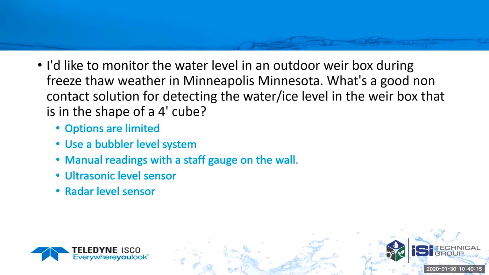We have a 4-foot stainless steel bubble tube that you could put down the side of that channel. The surface of it is small, so it's not likely to collect rags or other things on it. Or you just have to take manual readings. Have a staff gauge installed on the side of the wall, and somebody would have to go out there and take a look at it. Other non-contact options would be the ultrasonic level sensor or possibly a radar level sensor.